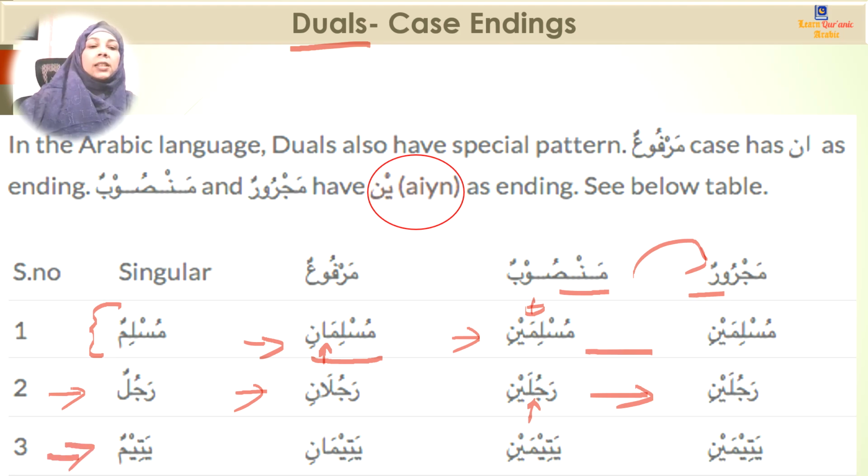Another example is Yatimun, which is an orphan. So how do you do the dual? It's Yatimane. Okay, with the alif noon ending. This is the marfu case. And what is the mansub and the majroor? It is Yatimaini. Again, please note the fatha on the mim, right? So that is the sound, ain, that will be the sound of your dual mansub and majroor ending, okay?